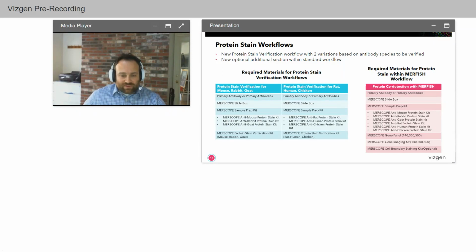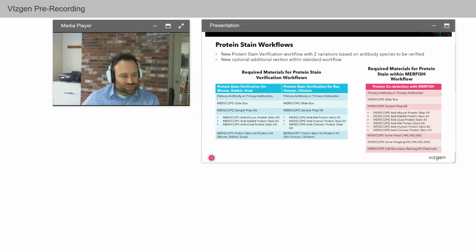If we look at the pink table, we can see the required materials for protein staining within MERFISH. So this is true protein co-detection with MERFISH detection as well. So we're going to detect transcripts and proteins together. Here you would need your primary antibodies, your MERSCOPE slide box again, your prep kit. You can plex up to 6 antibodies per experiment. You just need to have different host species primary antibodies.